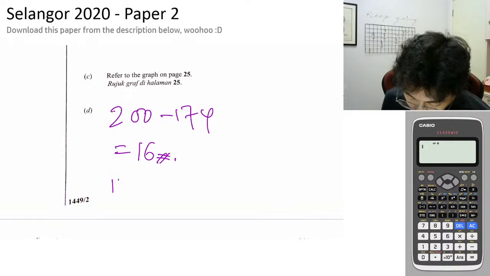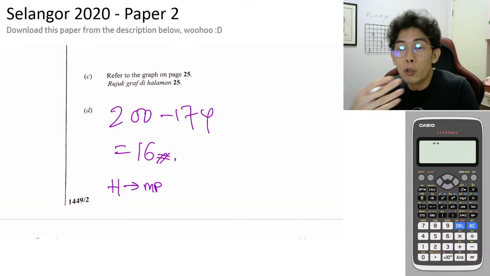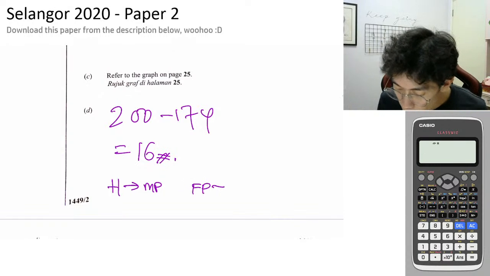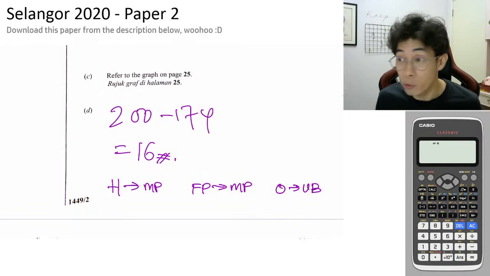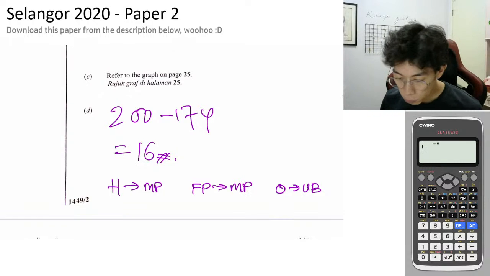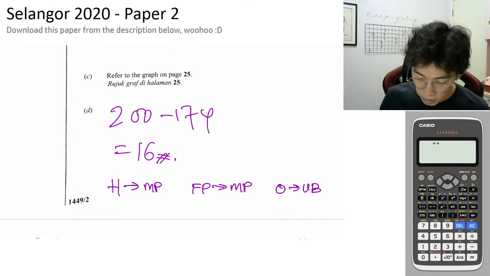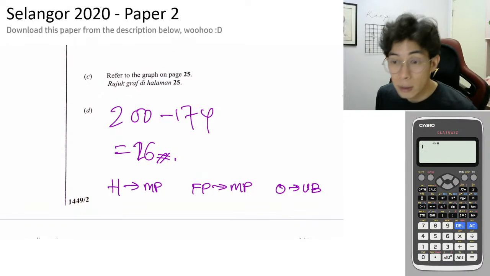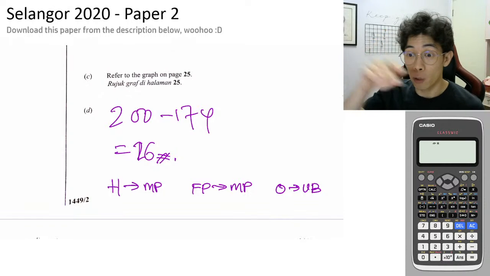Histogram, use midpoint, it's easier, but some of you used lower, upper, go ahead. Frequency polygon, midpoints. Ogive, use upper boundary. Wait, did I minus wrongly? 200 minus 174. Yes, 26. Thank you very much. So everyone got it? That will be the bottom part of it, what to label below.